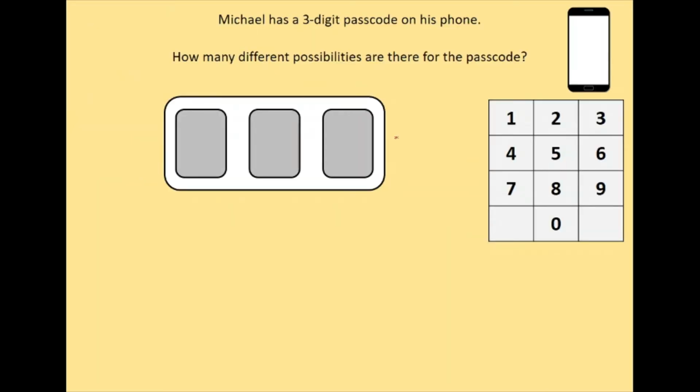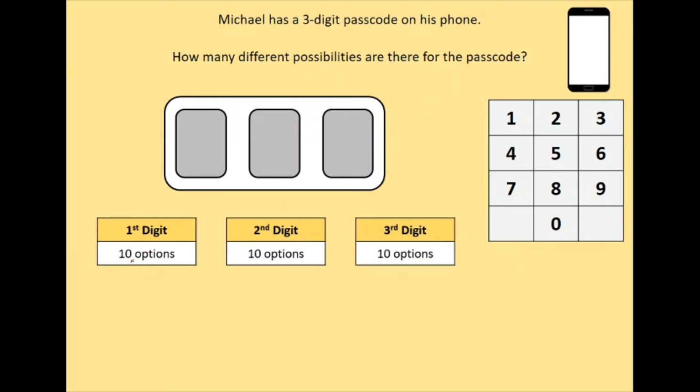So I want you to have a quick look at this one. Just pause it and have a quick go. How many different possibilities could there be for a 3-digit code? Okay, so the answer for this, the first digit would be 10 options again, and 10 options again. 10 times 10 times 10, 1,000.